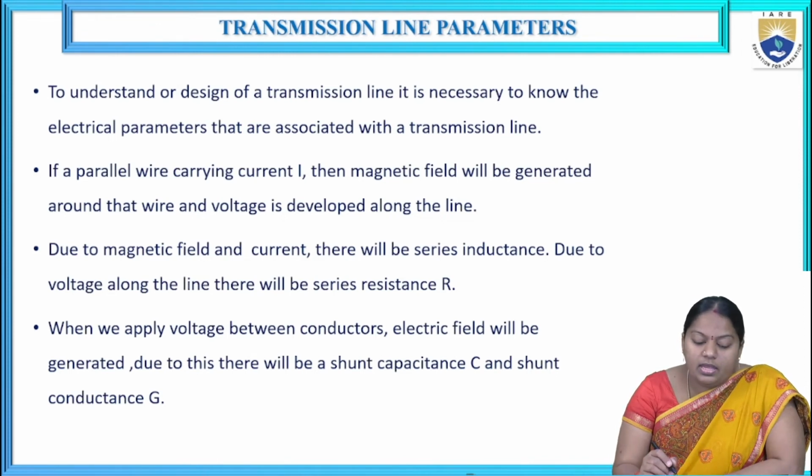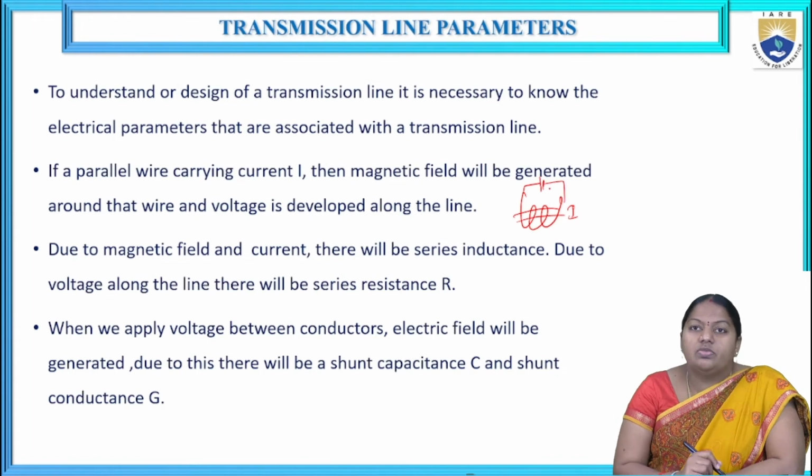If a parallel wire is carrying a current I, then a magnetic field will be generated around that wire, that is, around that coil. To operate that coil and generate the magnetic field, a voltage has to be provided for the current flowing through it. Due to the magnetic field and the current, there will be a series inductance. Due to the voltage drop along the line, there will be a series resistance.